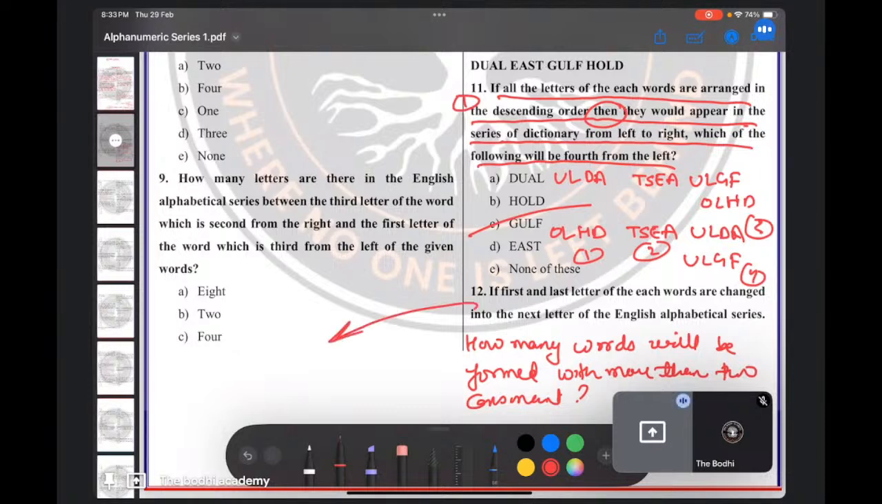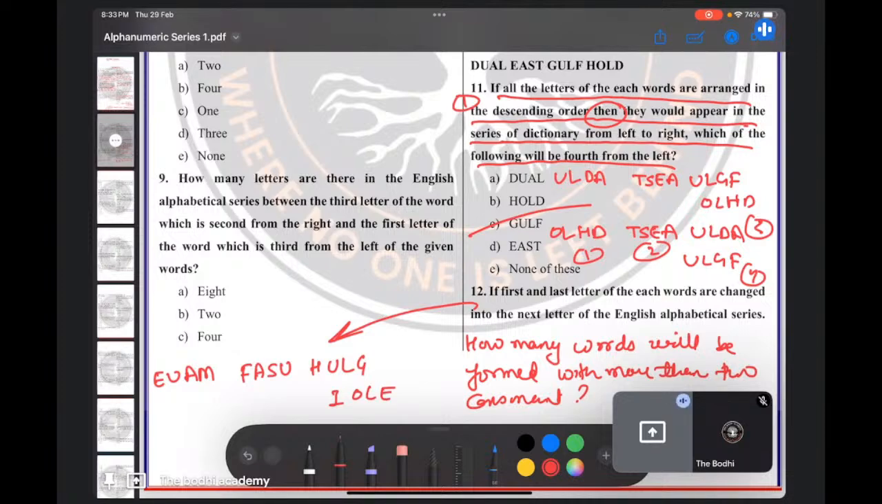So first we have to write the arrangement. The first and the last letter of each word are changed to the next letter. That means dual will become E U A M. East will become F A S U. Gulf will become H U L G. Hold will become I O L.